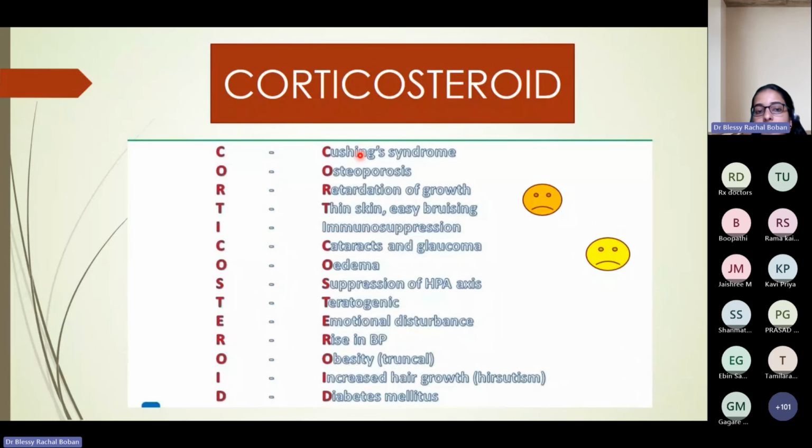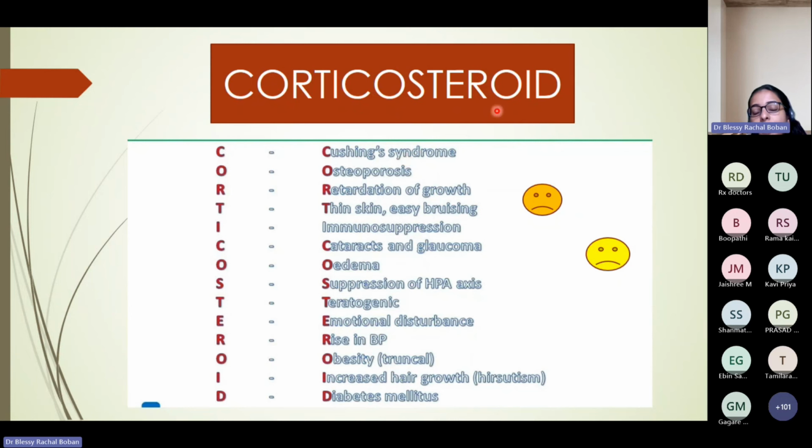And see, for corticosteroids also I have framed here one mnemonic, corticosteroid adverse reactions, very, very important for exam. Most probably they'll ask you questions like how corticosteroids affect blood sugar level in a particular patient. So you can see here, blood sugar level will be increasing. See, D for diabetes mellitus, hyperglycemia it can go. So C for Cushing syndrome.